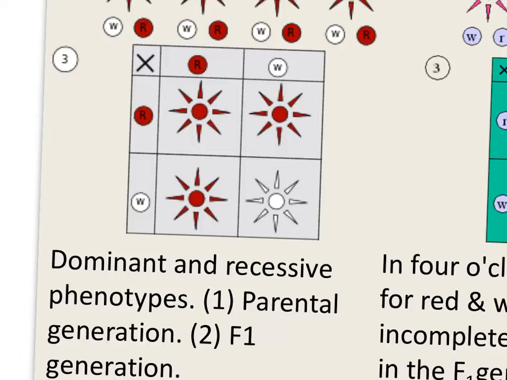Okay, so here's white, red, and then here's W, W. Okay, so that's what a dominant phenotype looks like. You can either have a homozygous red, where it's RR, or heterozygous RW, but the red overwhelms the white.